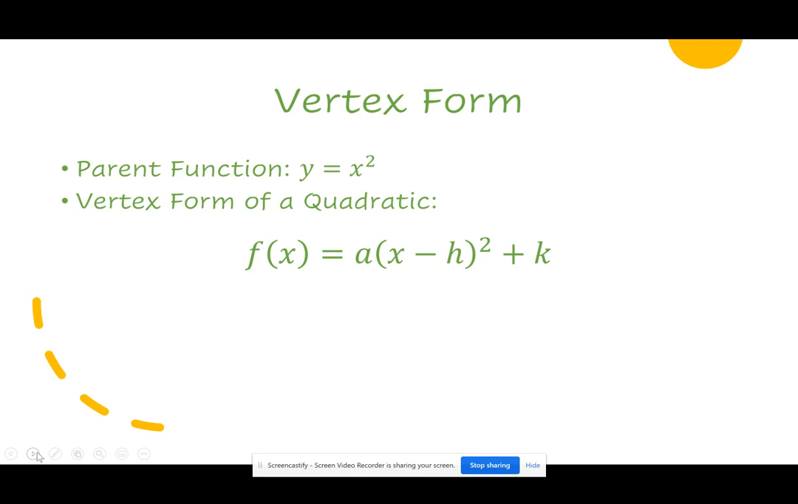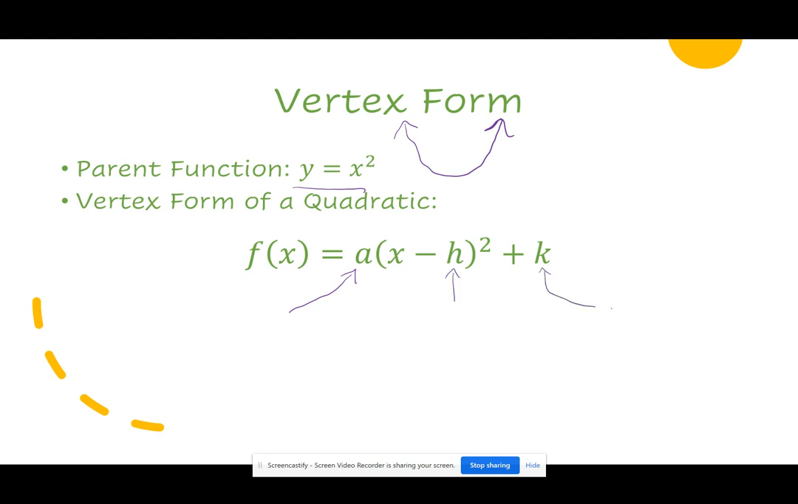So the first thing I want to talk about is the parent function of a quadratic compared to the vertex form. So your parent function is just y equals x squared, which you should know when you graph it is just a parabola. So then your vertex form, we have a times x minus h squared plus k. So there's lots of things to talk about with this. So the first thing is what each of these letters do.